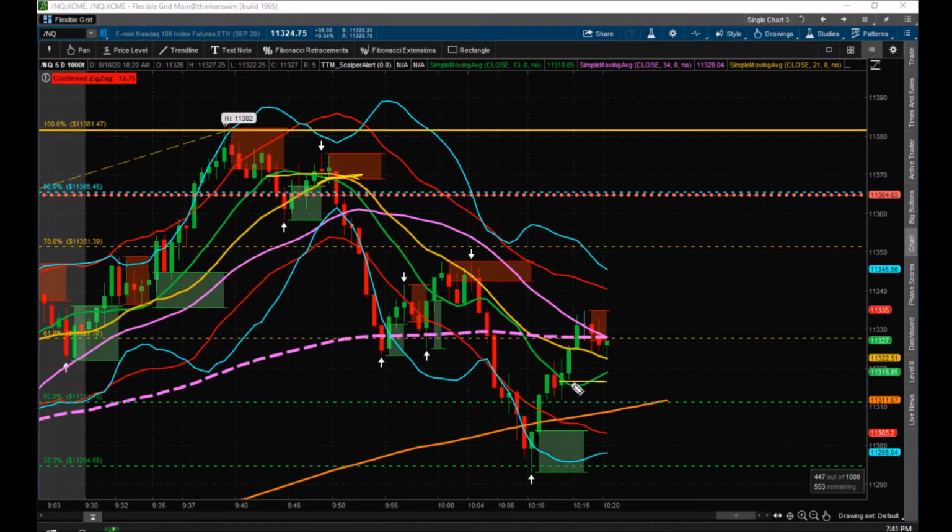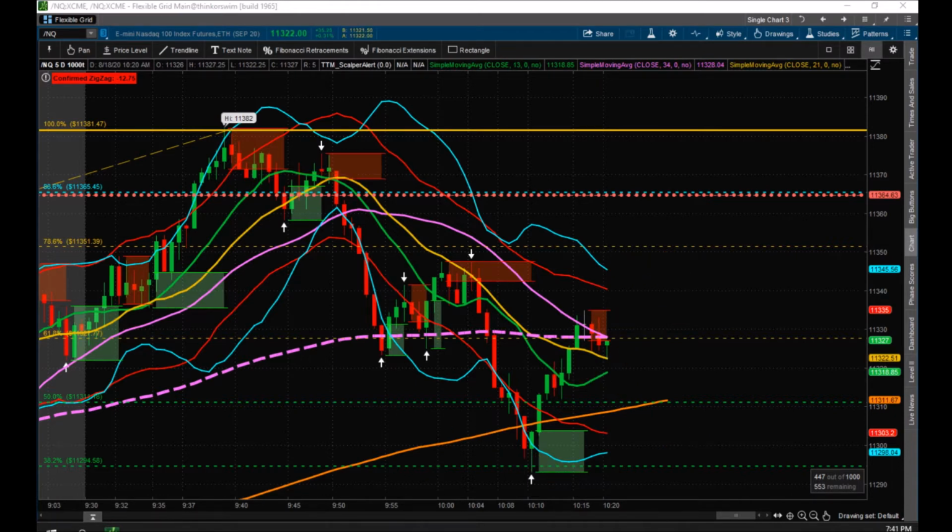Like here, the 13 is above the 21 now. It's working to get above the 34. If it gets above that 34, I think it could turn back around and go higher. But if it fails on that 34 and gets rejected, gets below the 21, and below the 13 again, we could probably see this down here at the bottom again to retest this low.